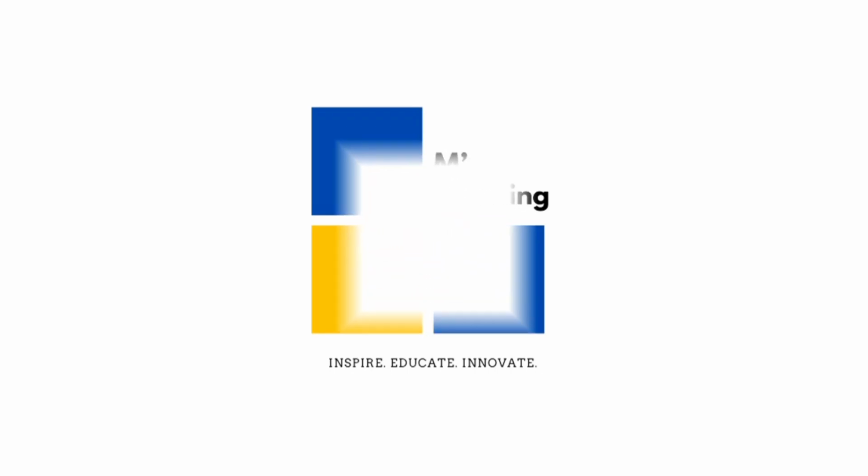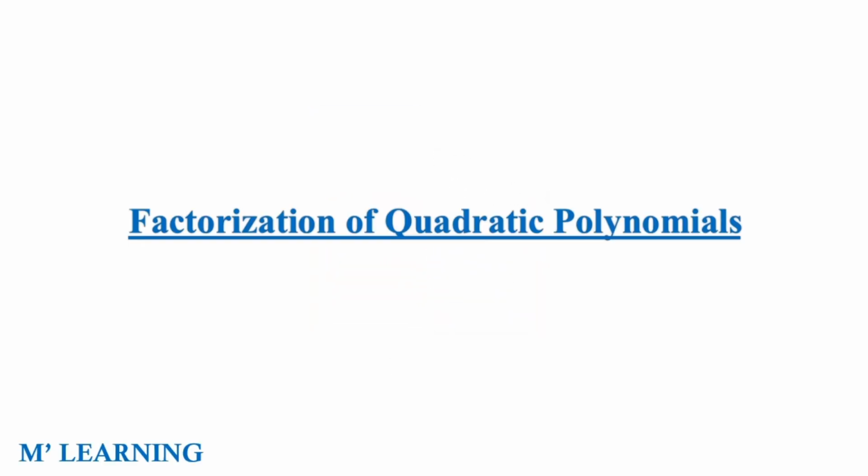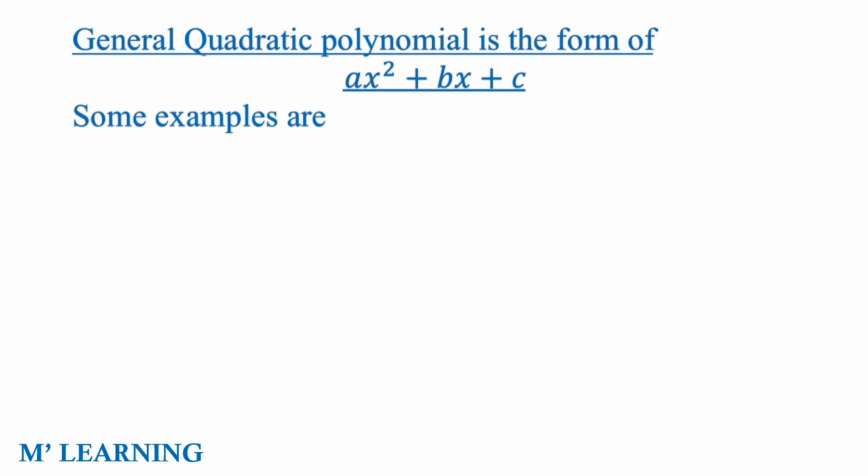In this video, I'll show you a super easy method to factorize any type of quadratic polynomial step by step, no stress, no confusion. So let's get started. A general quadratic polynomial is of the form ax square plus bx plus c. Let's see some example like x square plus 7x plus 12.